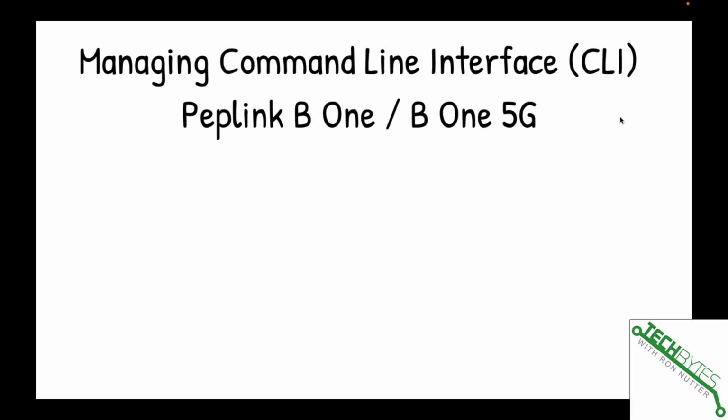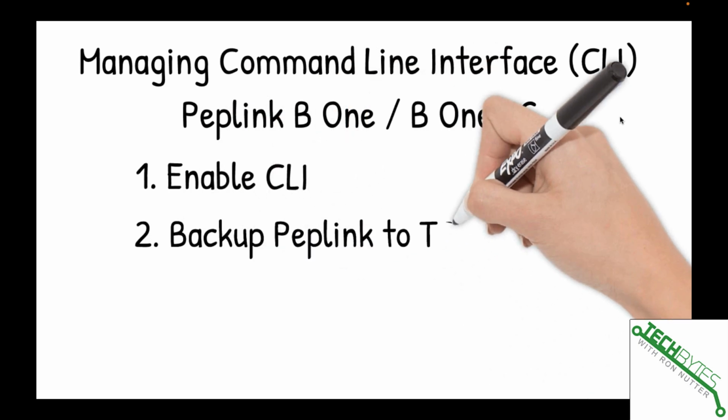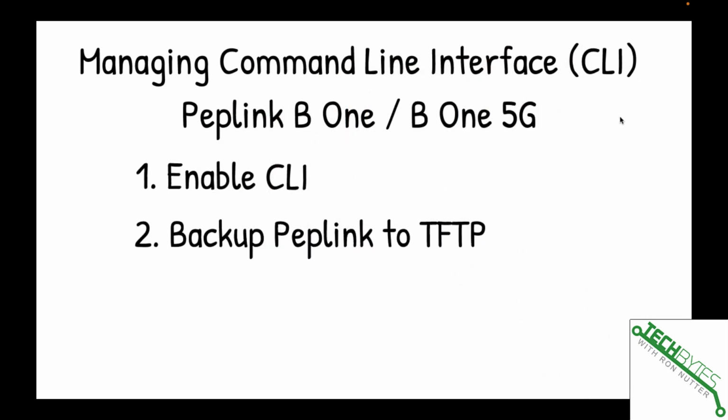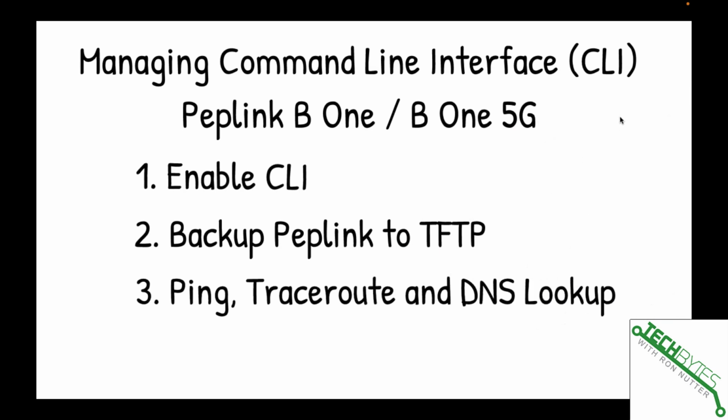This time we're going to be looking at it in reference to the Peplink B One or B One 5G. There are other models in the Peplink line that may have this functionality. You'll see where we're looking at it as we move forward, and you may be able to use this on those platforms as well. Number one, we're going to go about enabling CLI. Very straightforward. Then we're going to be talking about how to back up Peplink to TFTP. Then we will look at doing ping, traceroute, and DNS lookup.